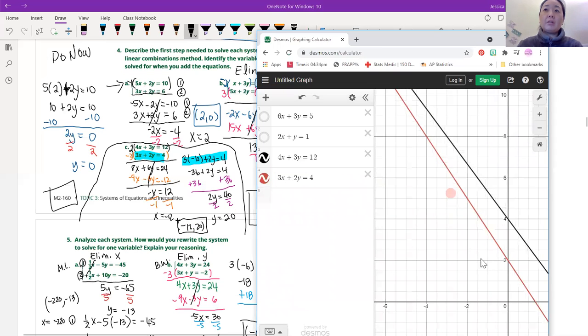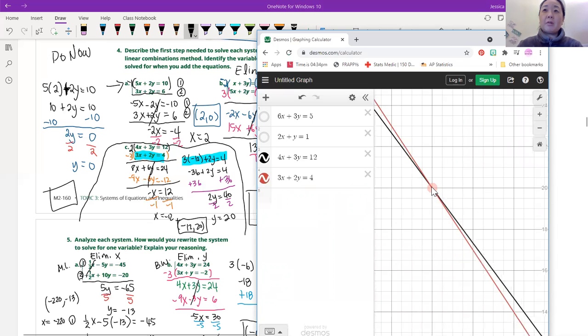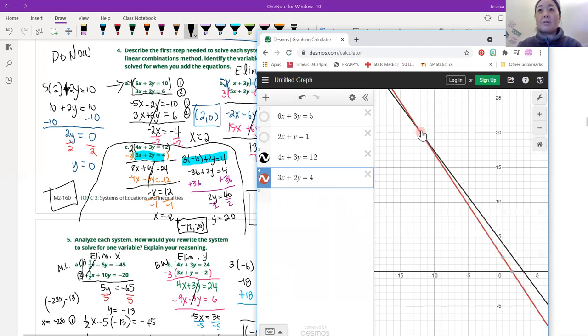So we're going to go over here. Do you see how they do? Looks like they're going to cross. Oh, right here. See where they cross? See, look, -12, 20. See what I said? So yeah, that is exactly where we said it was going to cross. So there we go. That is the visual check for that.